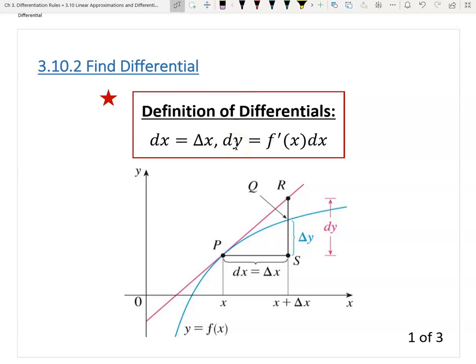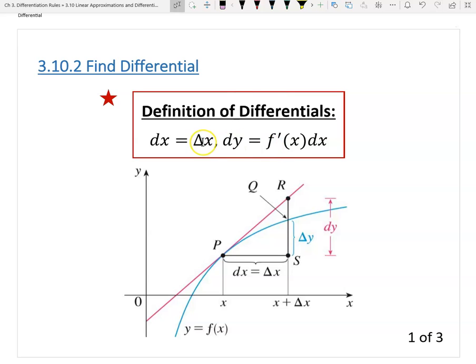The second is the differential for y. The definition is the derivative times dx. We already have the dx, right? Therefore, we have the differential for y. And this is the definition. Leibniz is the person who first proposed the differential.